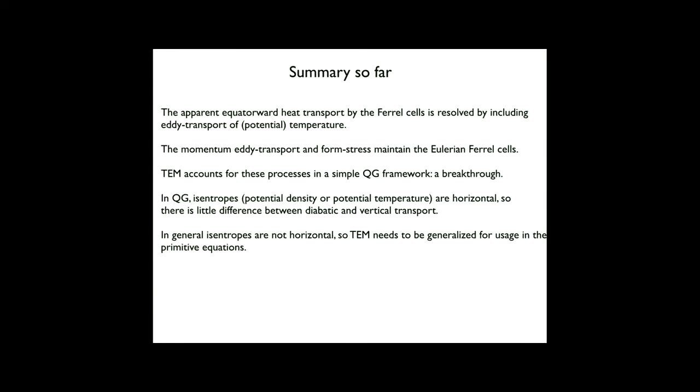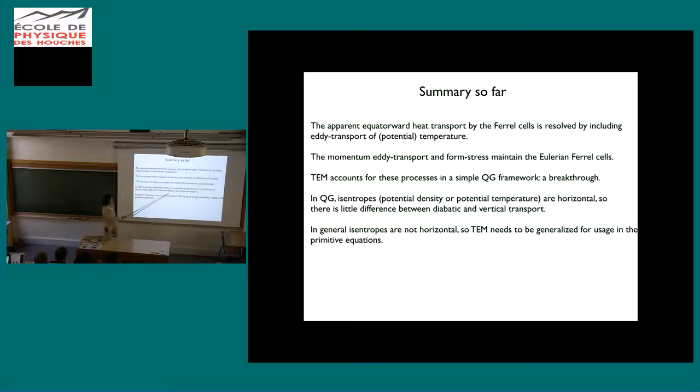And so there is no difference between diabatic and vertical transport. But in general, isentropes are not horizontal. And so if you want to use them in situations where the QG framework is no longer applicable, then that needs to be generalized in the primitive equations. And that was done really quite recently.